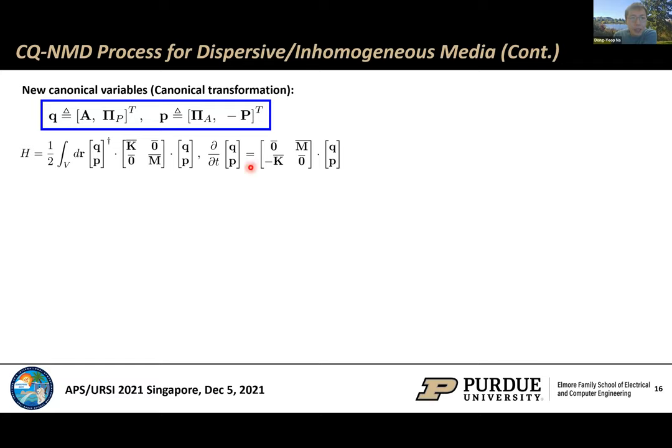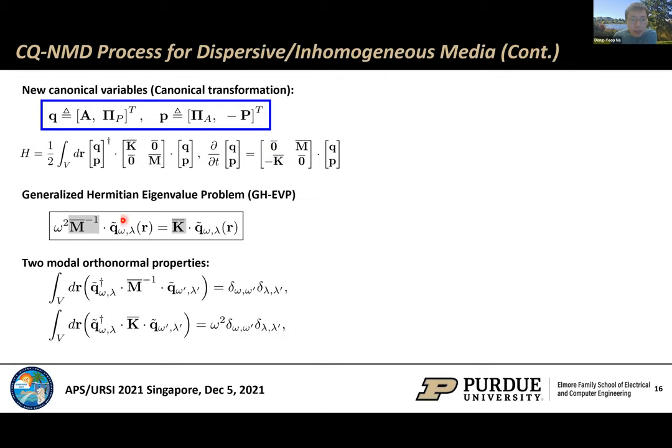So what we did is to define new canonical position and momentum variables in this form. It's called the canonical transformation. The new canonical variables are defined by just a linear superposition of the original position and momentum operators. Then we can compactly write the Hamiltonian in this block matrix form. You can see that the QP is actually a quadratic form. And then we can also write the Hamilton equations of motion. From this, we can derive the generalized Hermitian eigenvalue problem, which is an explicit eigenvalue problem, so that we have the mode orthonormality properties this way.